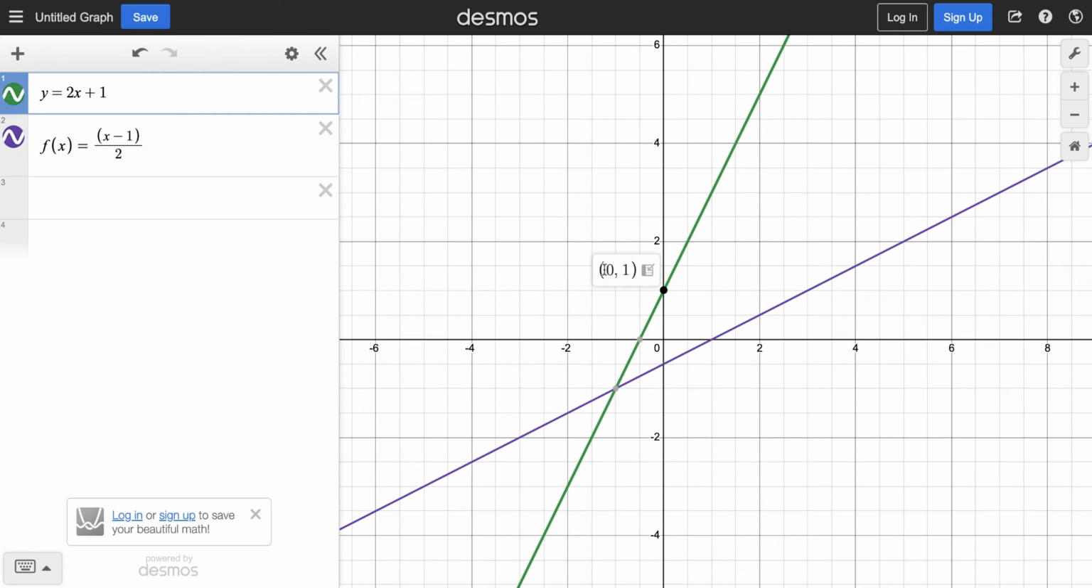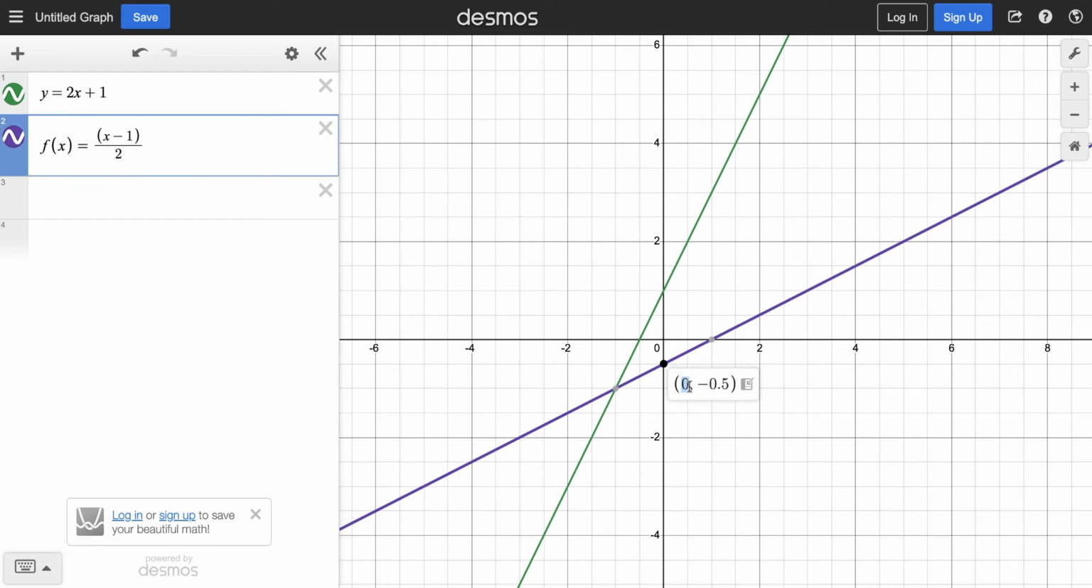Notice how when x is 0, y is 1. For the other graph, when x is 1, y is 0. Notice right over here.